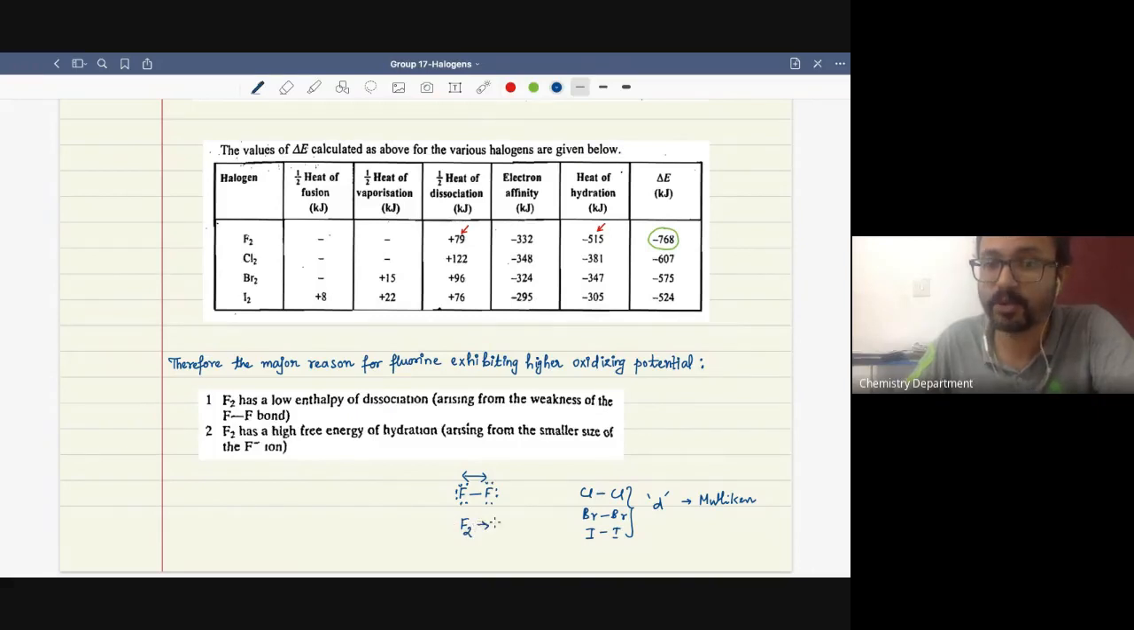This makes F2 the most reactive among the halogens. That reactivity is basically because of this weakness of the F-F bond, and that weakness arises because F being a smaller atom, the lone pairs are in close proximity, and therefore they exhibit higher electronic repulsion among themselves. As a result, the F-F bonds become much weaker. So that is the accepted explanation.